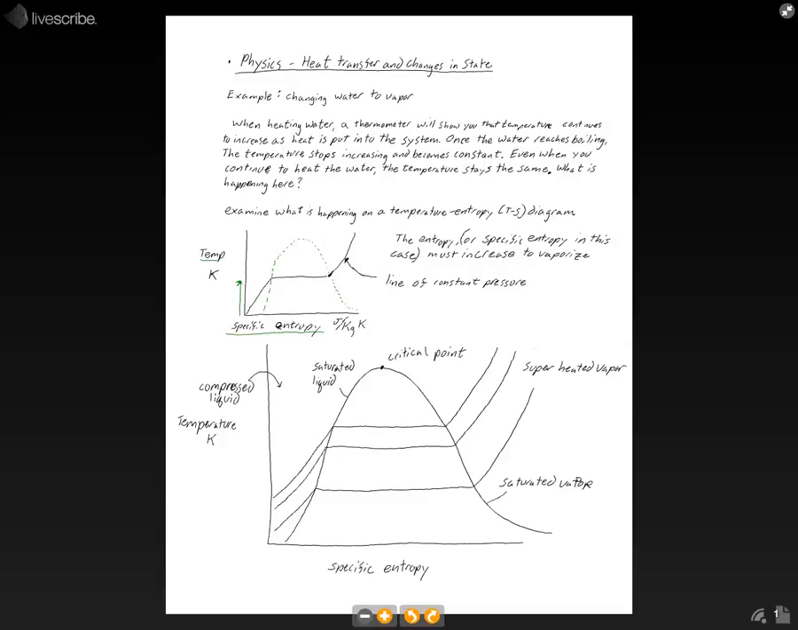So what happens is when you begin to change state, your temperature will level out and become a constant. And then you will continue to pour energy into the system. And then once you reach a very specific point for your specific entropy, you will change states fully into vapor.